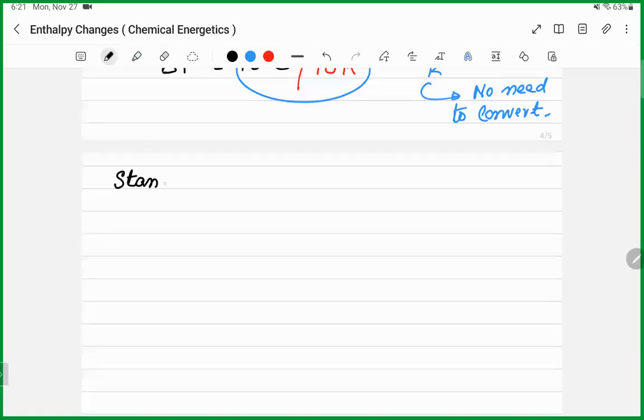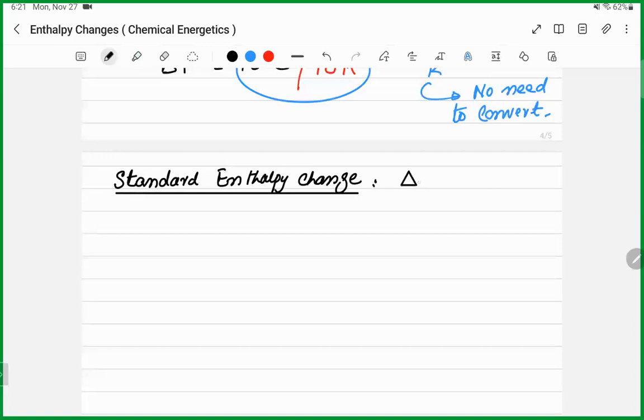सबसे पहले हम define करेंगे the term standard enthalpy change. The standard enthalpy change is represented by delta H, which is the enthalpy change, and the standard sign is this one. You have to place this sign on the top. This is the sign for standard conditions.